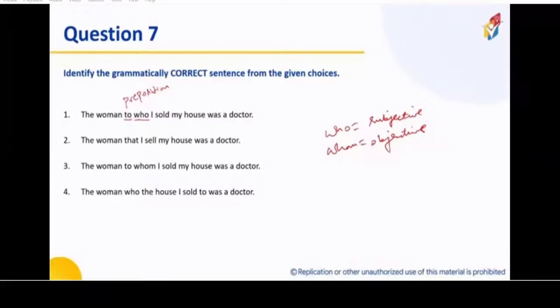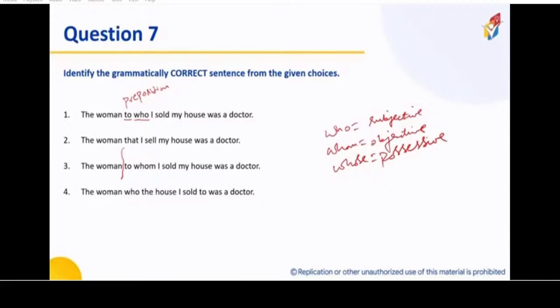Objective is also called the accusative, sometimes the predicative. Who is called the subjective or the nominative, and whose is the possessive. So we take the objective case here because of "the woman to whom I sold my house." When you're in doubt, try to make a sentence out of just the relative clause: I sold my house to a woman.